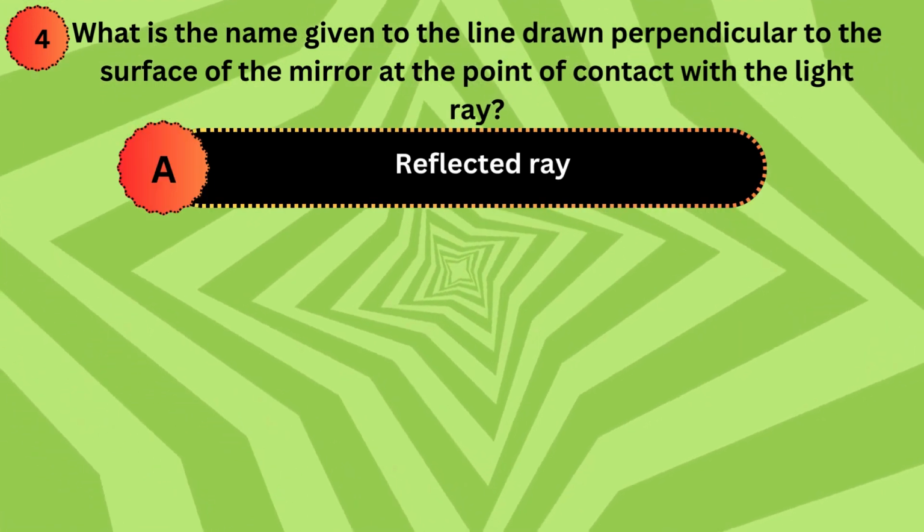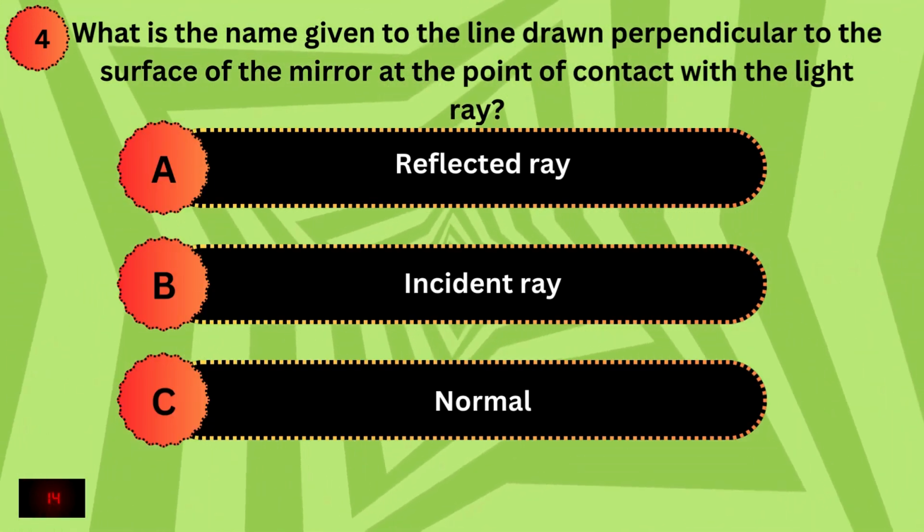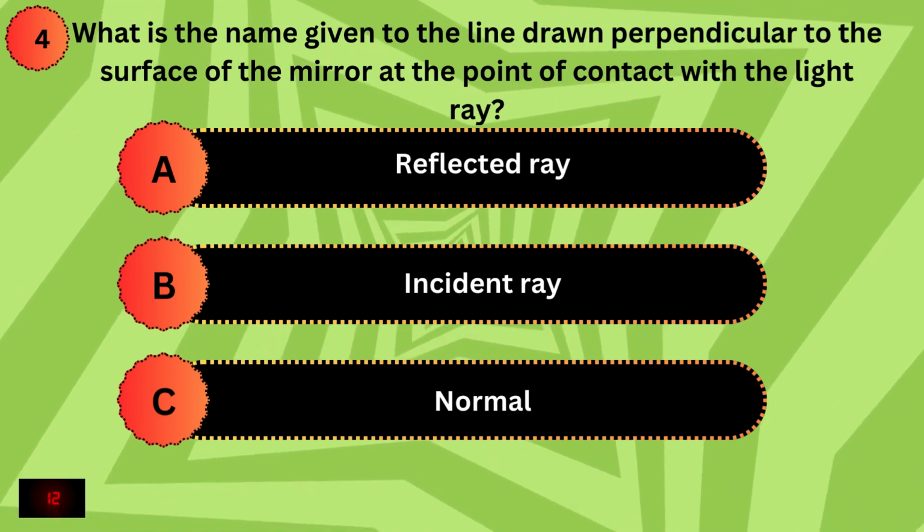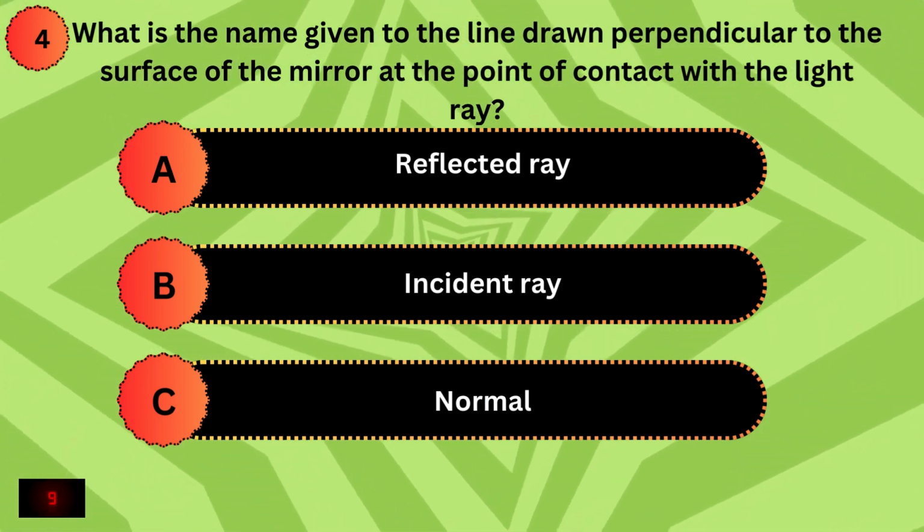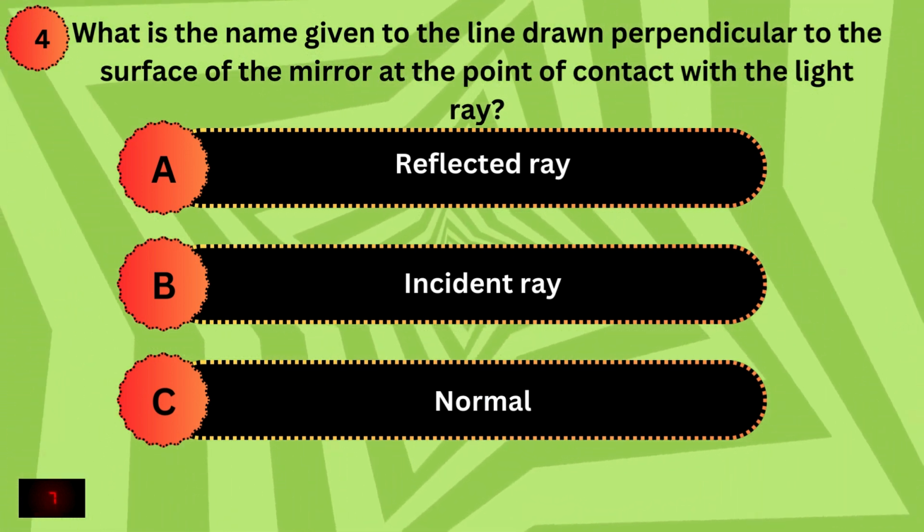What is the name given to the line drawn perpendicular to the surface of the mirror at the point of contact with the light ray? A. Reflected ray. B. Incident ray. C. Normal.